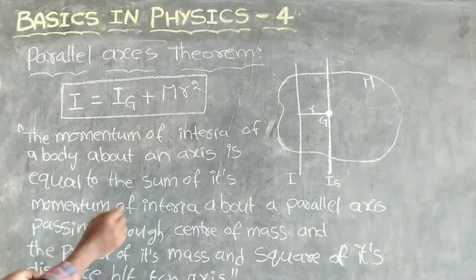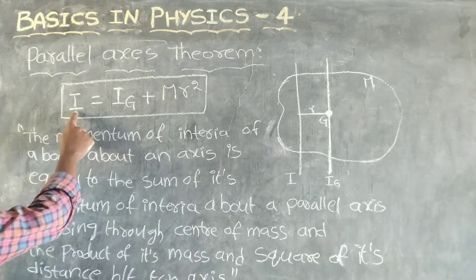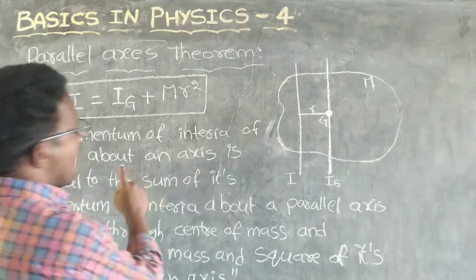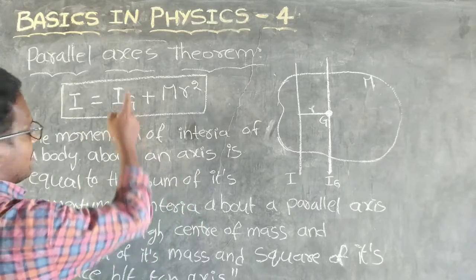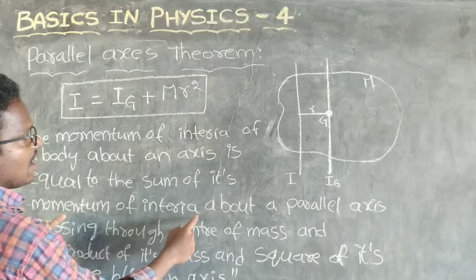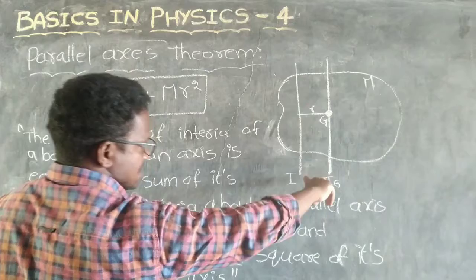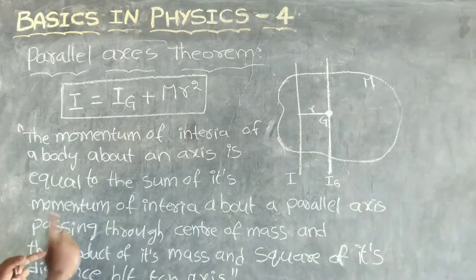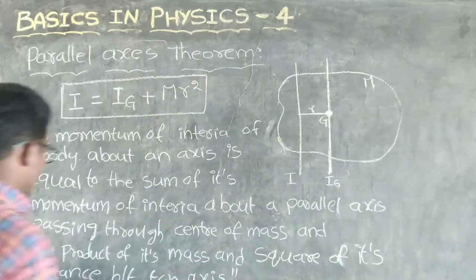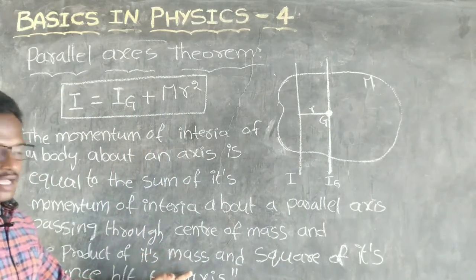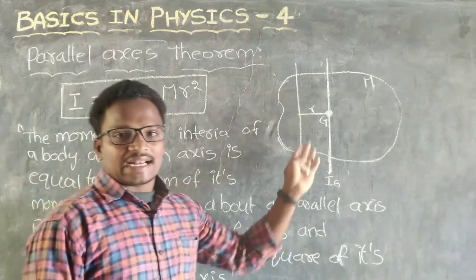See the definition. What is the moment of inertia? The moment of inertia of a body about an axis is equal to the sum of its moment of inertia about a parallel axis passing through the center of mass, and the product of its mass and the square of the distance between the two parallel axes.